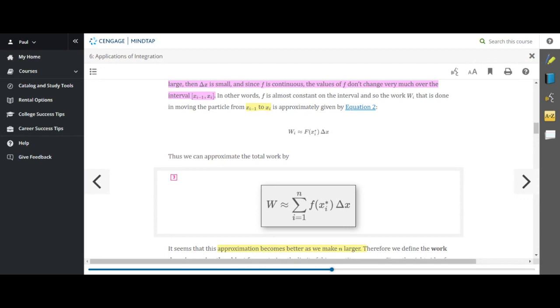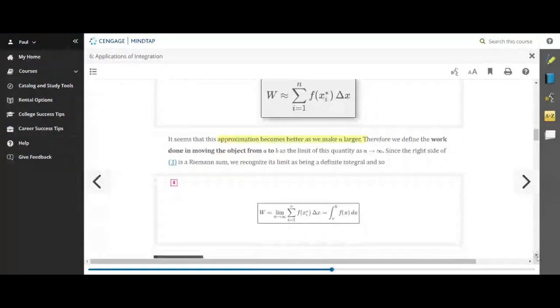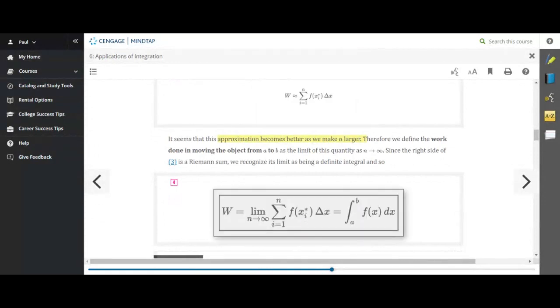Very good. So now we have a way to compute the work. This would be the work done in moving an object from A to B. And now, because you know calculus, you're able to allow your force function to vary with respect to position x.